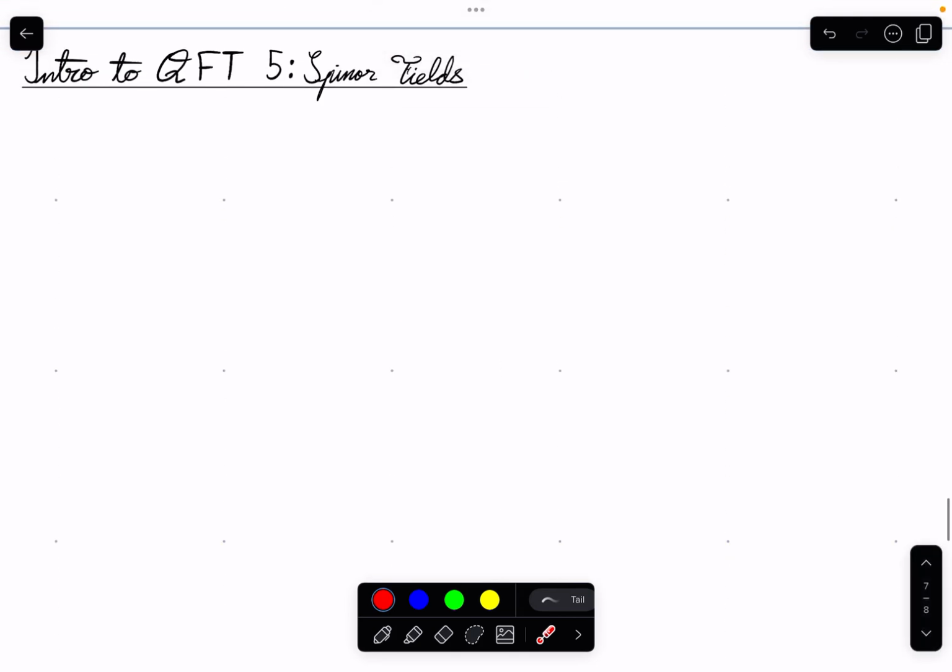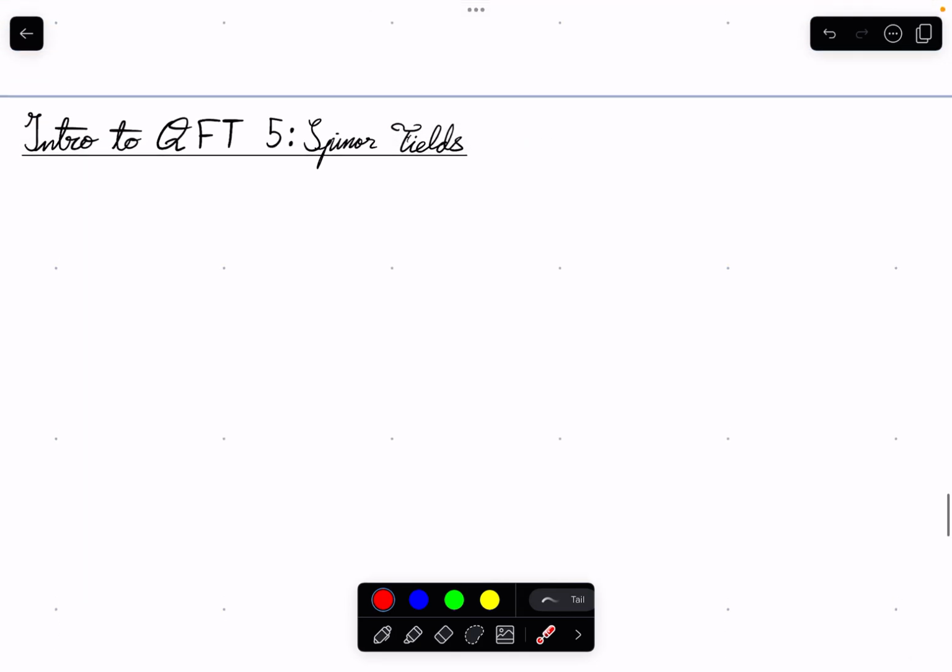Welcome to the fifth video, an introduction to quantum field theory following the textbook No Nonsense Quantum Field Theory. This is going to be on spinor fields, and hopefully it will also clear up some of the confusing stuff from video 4.5. So it is necessary to introduce the concept of contra and covariant Weyl spinors.